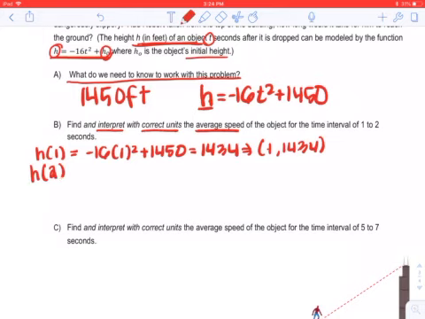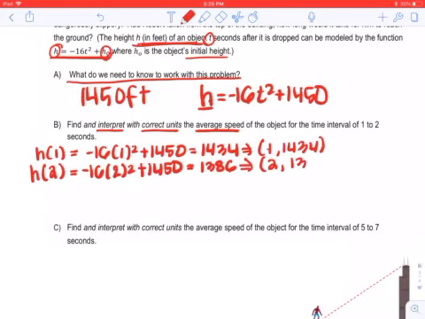Next, h of 2. Negative 16 times 2 squared plus 1450. 2 squared is 4, 4 times negative 16 is negative 64, plus 1450, so that's 1386. Okay, once again, we used a calculator for it. I was just trying to do the mental math quickly. So we have the point 2, 1,386. Once again, after 2 seconds, now the object's only 1,386 feet off the ground.